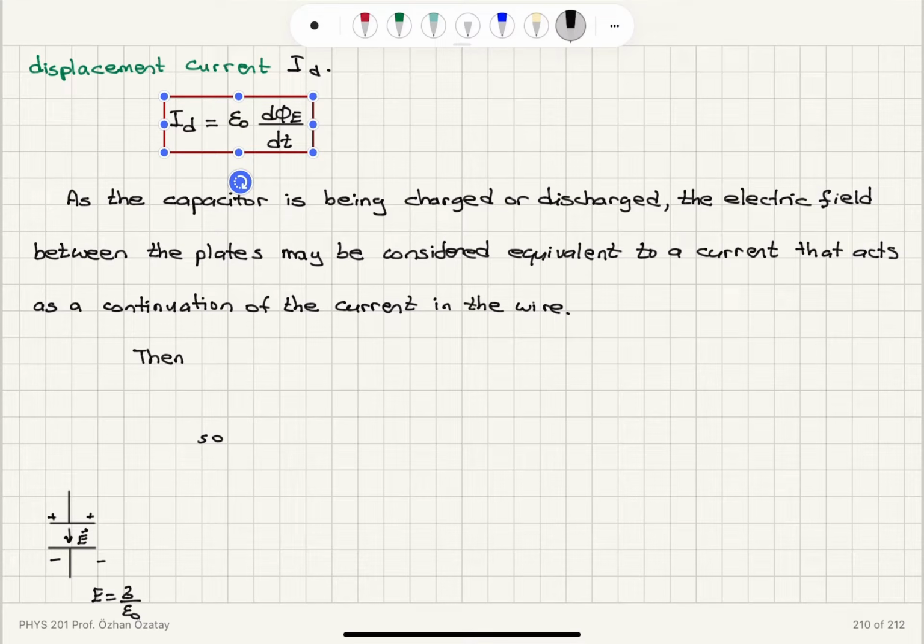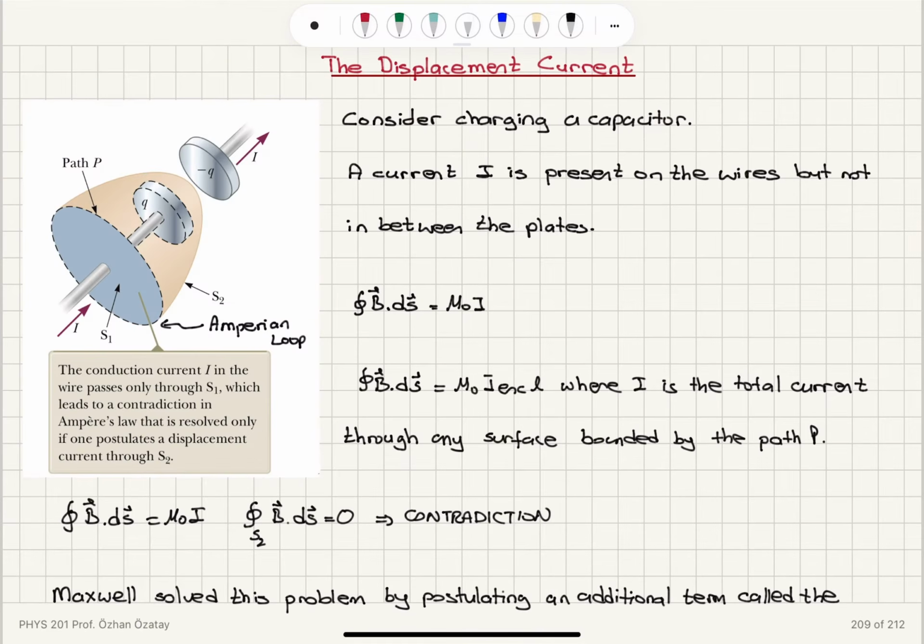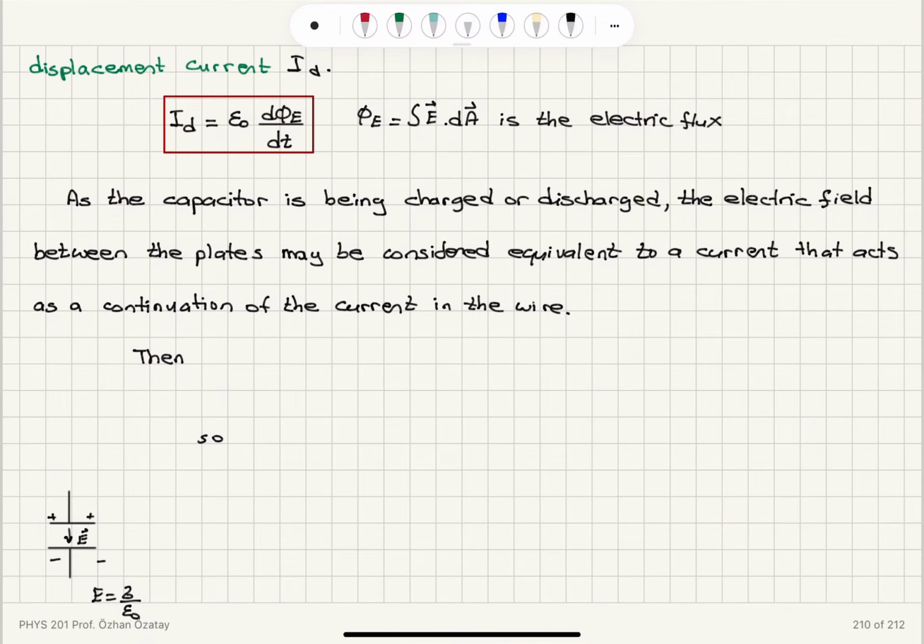So if you postulate this current, then the electric flux phi e will be equal to integral E dot dA. Okay. As the capacitor is being charged or discharged, the electric field between the plates may be considered equivalent to a current that acts as a continuation of the current in the wire. So while there is no current flowing through this surface, there is a time-varying electric flux in between the two plates, and Maxwell says that can be considered as a continuation of the current I if we introduce this displacement current.